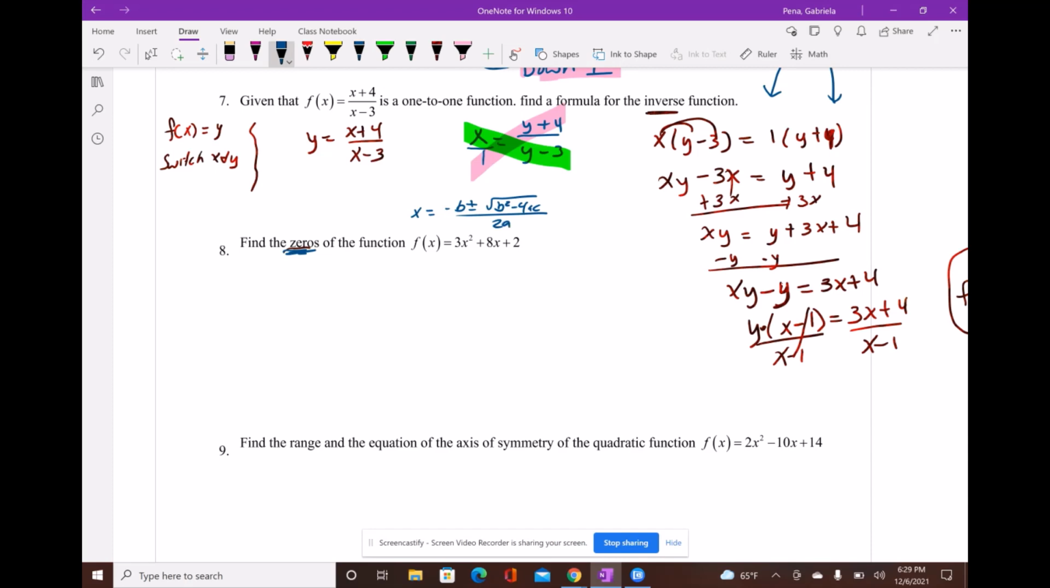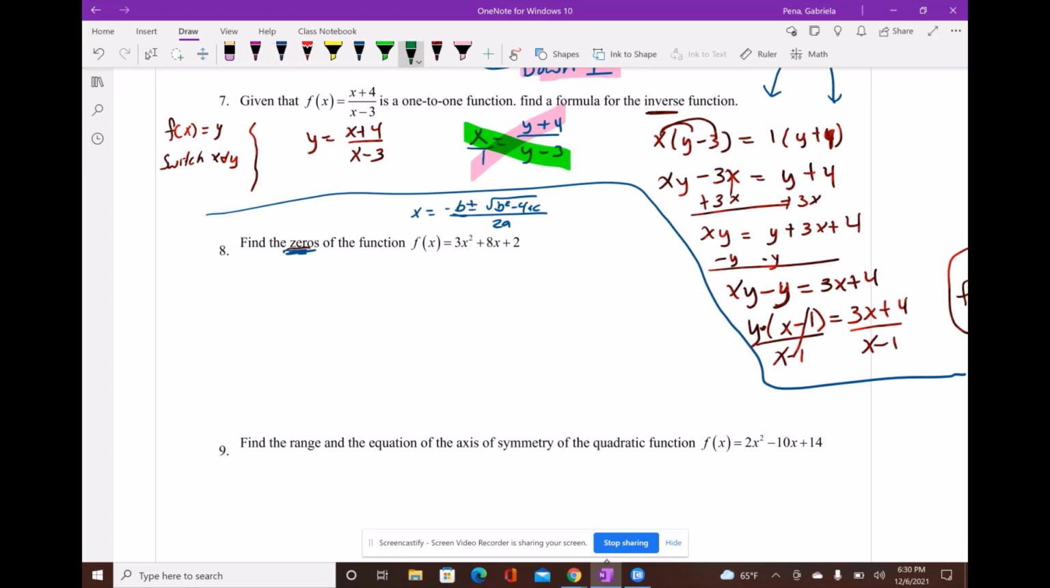Negative b plus minus the square root of b squared minus 4ac, all of it divided by 2a. Now, if you factored it and you solved it like that, we should still get the same answers. I'm not saying it's wrong. I'm just saying it's different. This is number 8, right? This is number 8, yes. Does that help? Yeah.